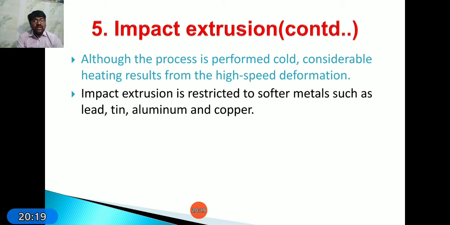Due to this, a high amount of force is developed on the material. Due to this, what happens? There is a failure in the material. For that reason, we do not carry out the impact extrusion process on hard materials.